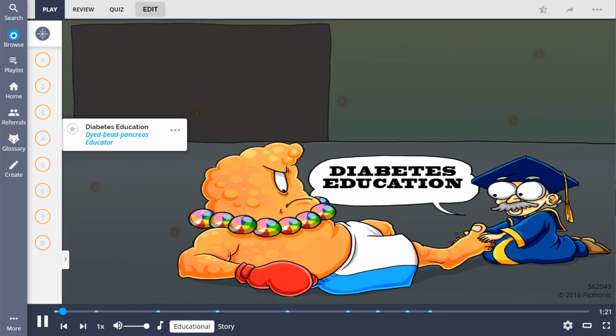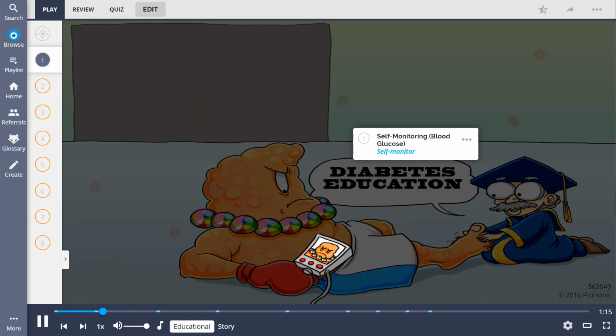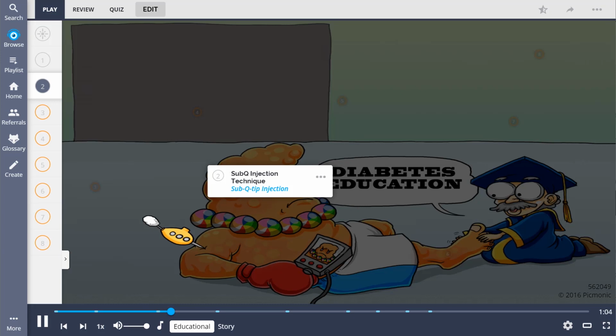Diabetes education can be remembered by the diabetic pancreas being educated by his coach before a big fight. He starts by watching himself on the self-monitor, which represents the importance of self-monitoring blood glucose, which allows for optimal control of glycemic levels. After hearing what the announcers have to say, he gives himself a little pick-me-up using sub-Q injection technique, shown by the sub-Q tip injection in his arm.